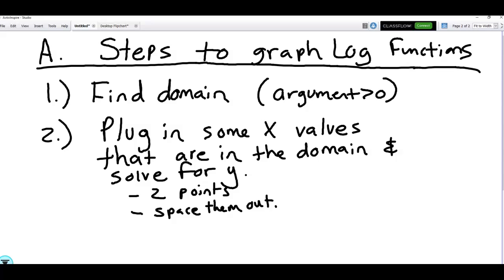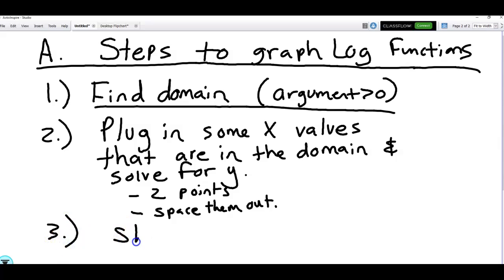So what we do is we find our domain, what x values can I plug in, and then we're going to plug some in. You really only need 2, and you want to make sure they're pretty well spaced apart. You'll probably end up having to do the change of base and all that good stuff most of the time. Sometimes you get lucky and you pick a good value of x. It's one of those logs you could probably just solve by looking at it, but for the most part, you probably end up using a calculator. After that, you should be ready to sketch the graph.